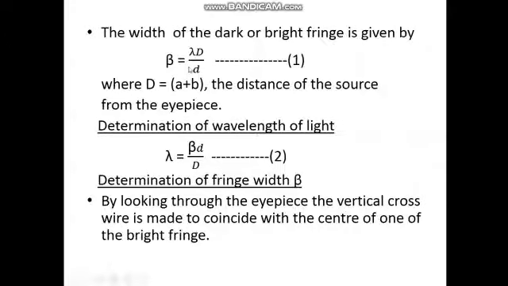From the equation of beta, the wavelength of the monochromatic light lambda is equal to beta d by D. Our aim is to find the fringe width beta.